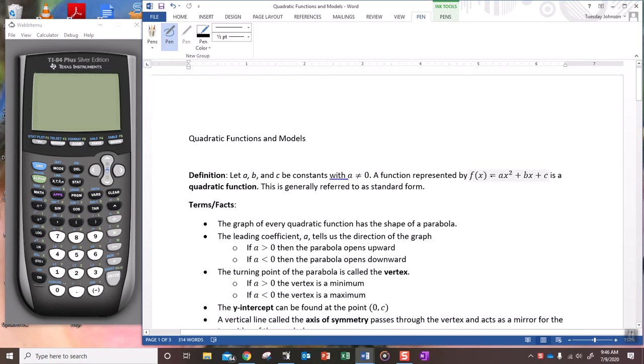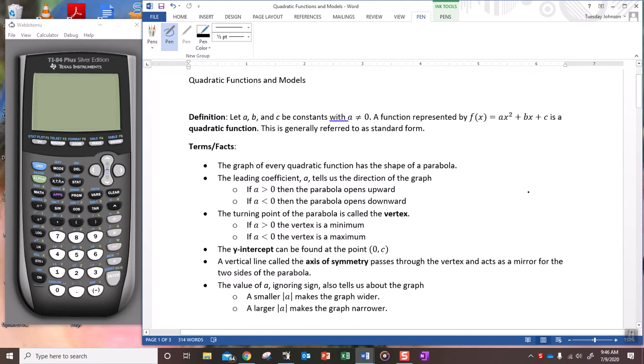This is generally referred to as standard form, though not in every textbook. Frequently, for me, I refer to this as standard form. Notice that a can't be 0 because if it were 0, then the x squared would be canceled out, and then it would just be a linear term. All right, so what are some terms and facts that deal with quadratic functions and models?